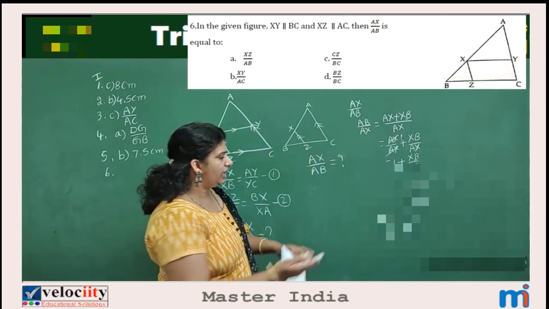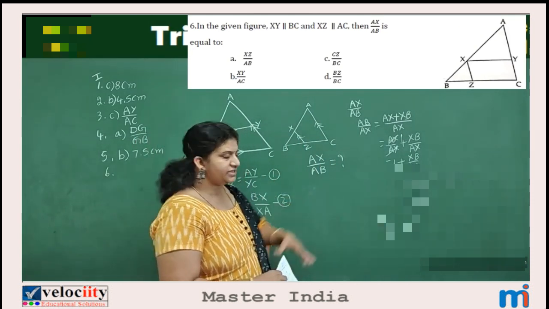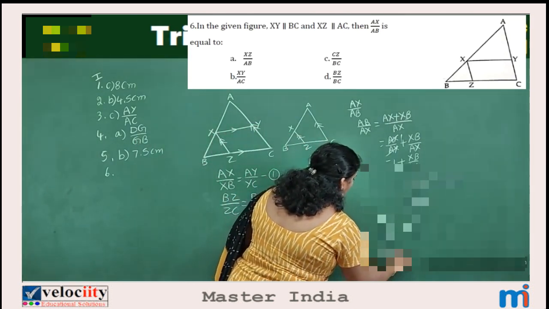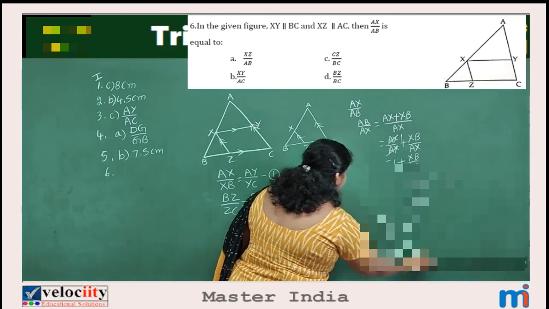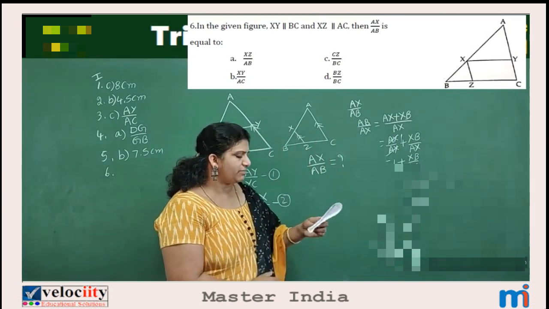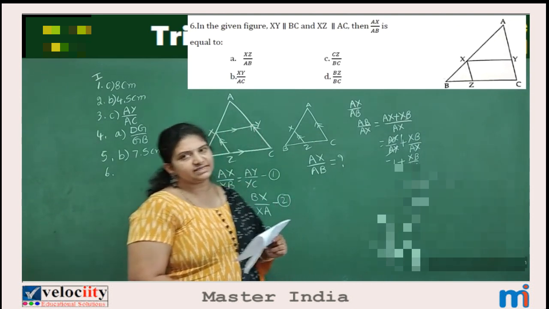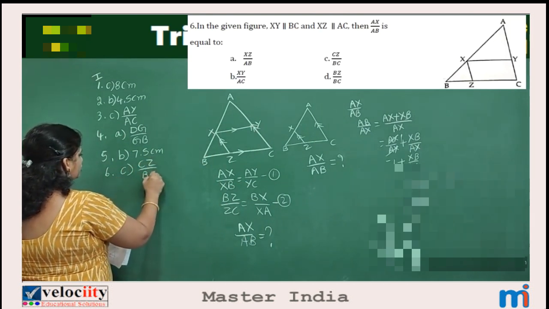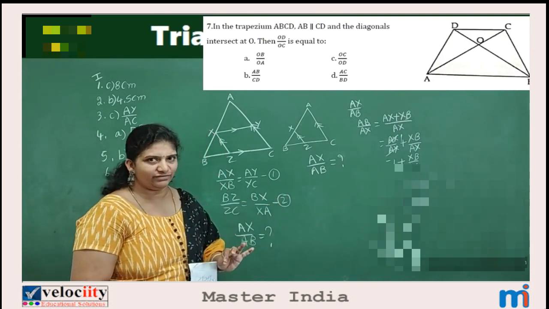You can write any way. Now your question is AX by AB. Do again this reciprocal, that is AX by AB is equal to ZC or CZ is same, CZ by BC. Okay, check for this option. Do you have CZ by BC? Yes, you have in option C, CZ by BC. Option C, CZ by BC is your answer. So it looks a little lengthy, but try to understand carefully.